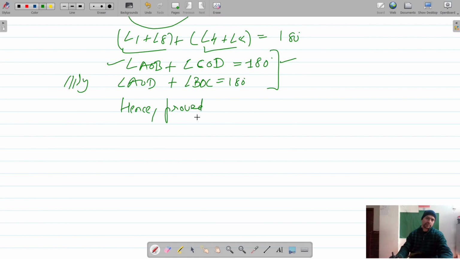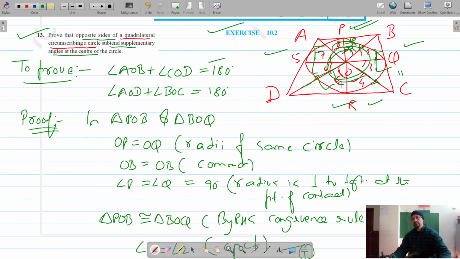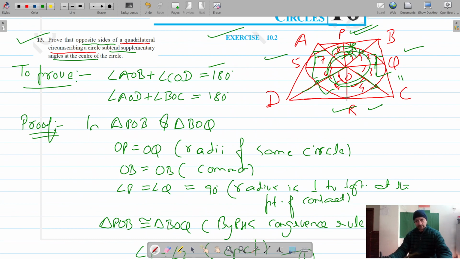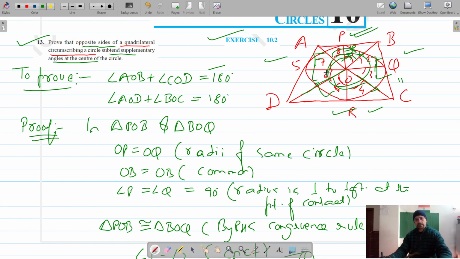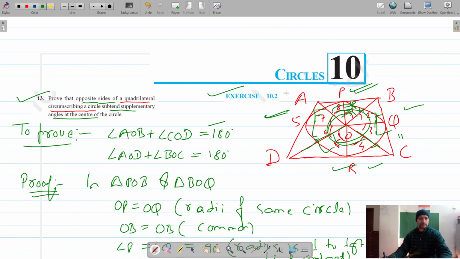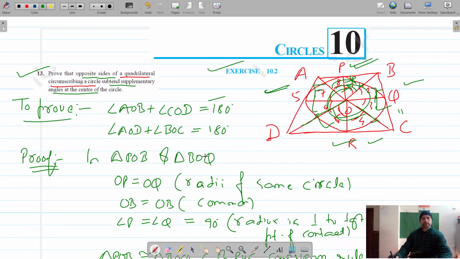So hence it is proved that the angles subtended by the opposite sides at the center of a circle circumscribing it are supplementary. So that's all. So our question number 13.